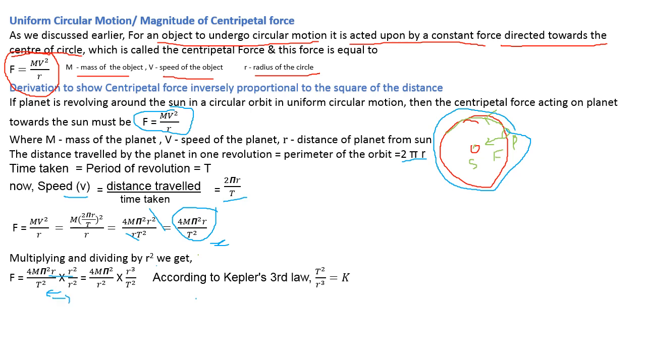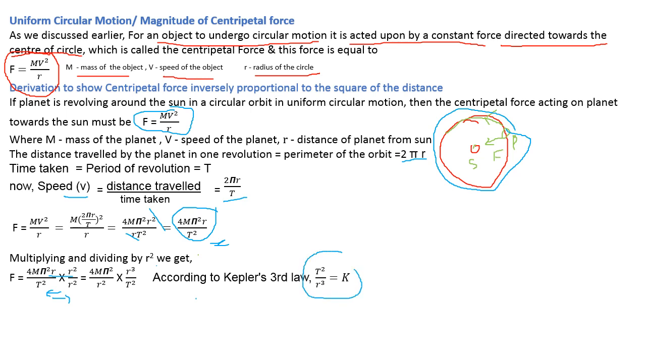The T² in the first fraction comes in the second fraction, and r² in the second fraction goes in the first fraction, meaning only the denominators are exchanged. In the numerator, r into r² becomes r³. Why did I do this? Because according to Kepler's third law, T² upon r³ is equal to k.